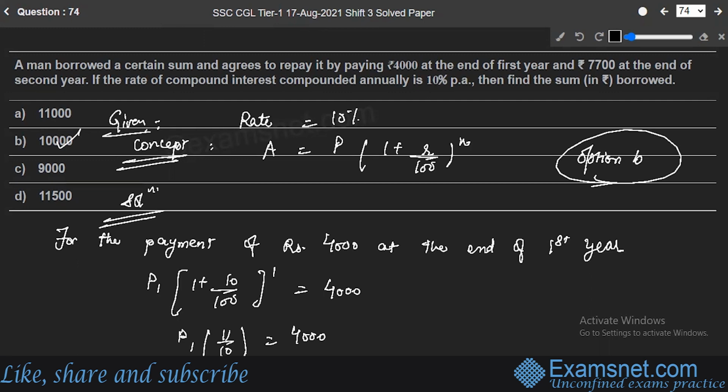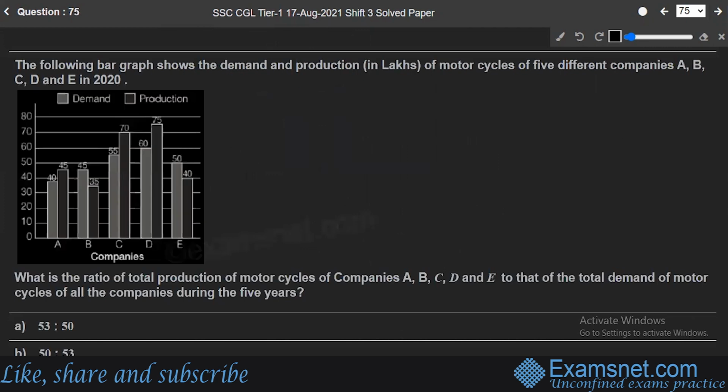Next question number 75. And this is going to be our last mathematical question for the paper. Okay, so the following bar graph shows the demand and production in lakhs of motorcycles for five different companies A, B, C, D, E in 2020. So this is the bar graph. Just look at the bar graph very carefully. There are five companies, right? A, B, C, D, E. So this is the demand and this is the production graph in lakh of the motorcycles for different companies. So for company A, the demand was 40 lakh and the production was 45 lakh, and so on for the different companies, right?